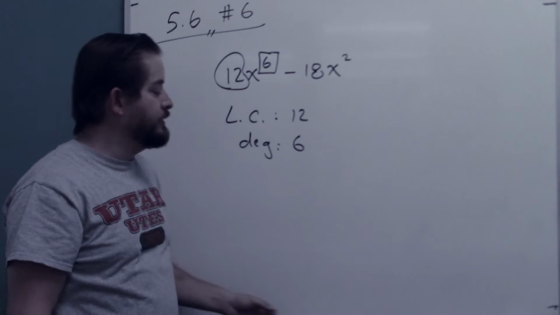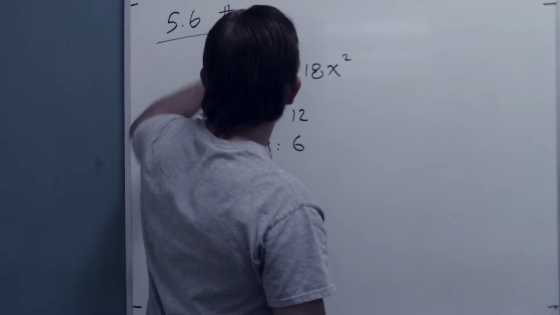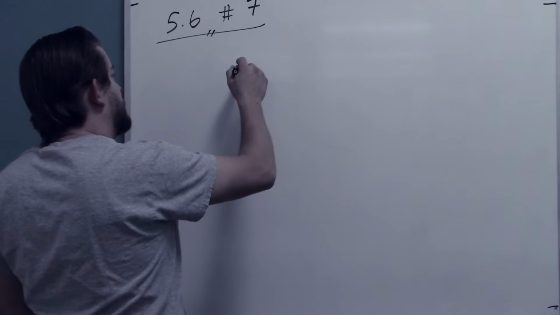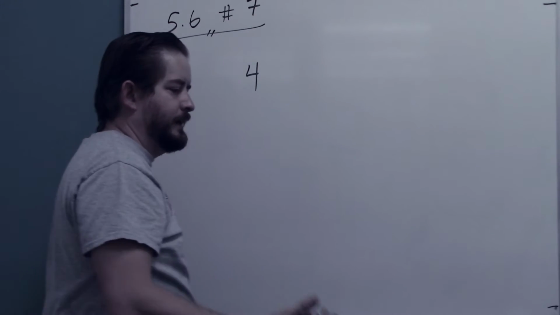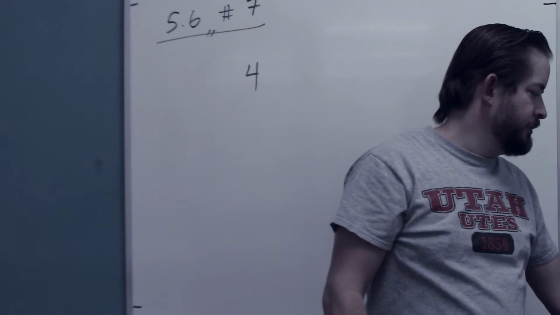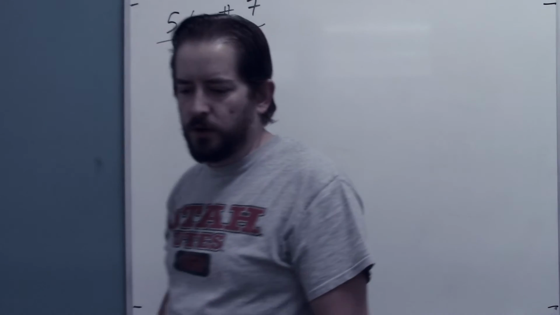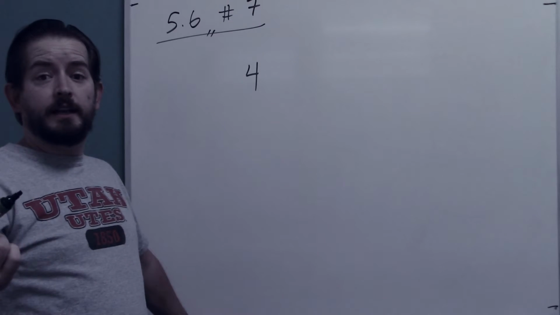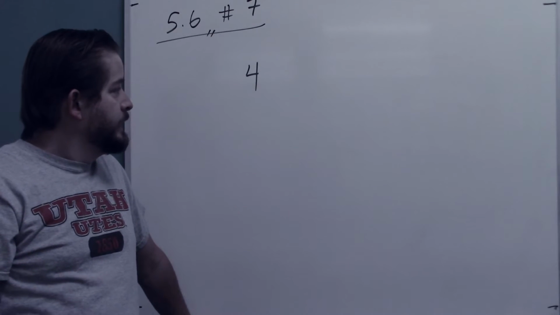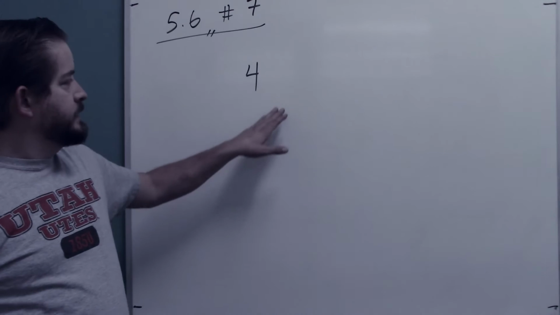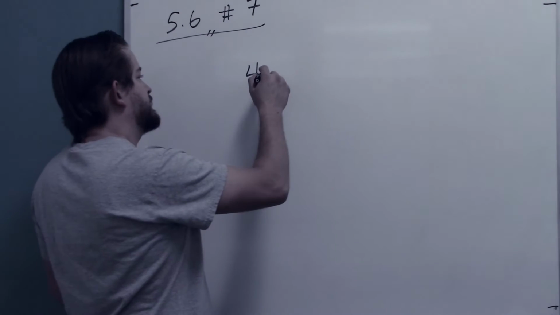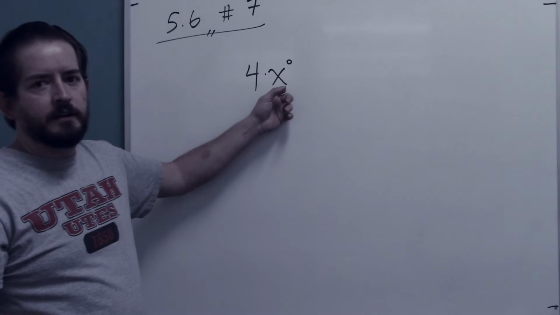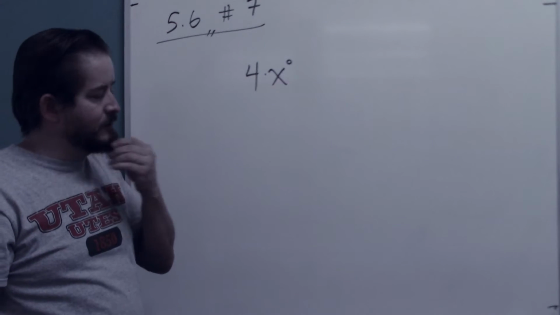But when you get to number 7, it gets a little weird, because number 7 says do the same thing, find the leading coefficient and the degree of the polynomial, and then they give you a 4, right? And you might say that's not a polynomial, but it is. So the power here is 0, right? We can think of 4 as the same thing as 4 times x to the 0, because anything to the 0 is 1, provided that x isn't 0 itself.